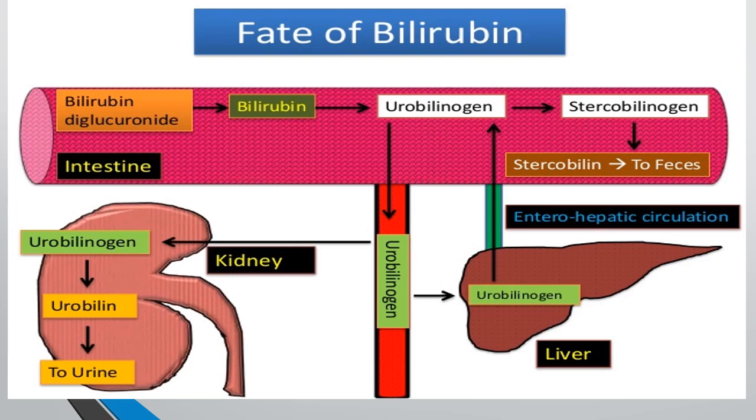the circulation. Urobilinogen can be converted to urobilin, which is a yellow colored compound, in the kidney and it is excreted through urine. A major part of urobilinogen is converted by bacteria to stercobilin, which is excreted along with feces. The characteristic brown color of feces is due to stercobilin.